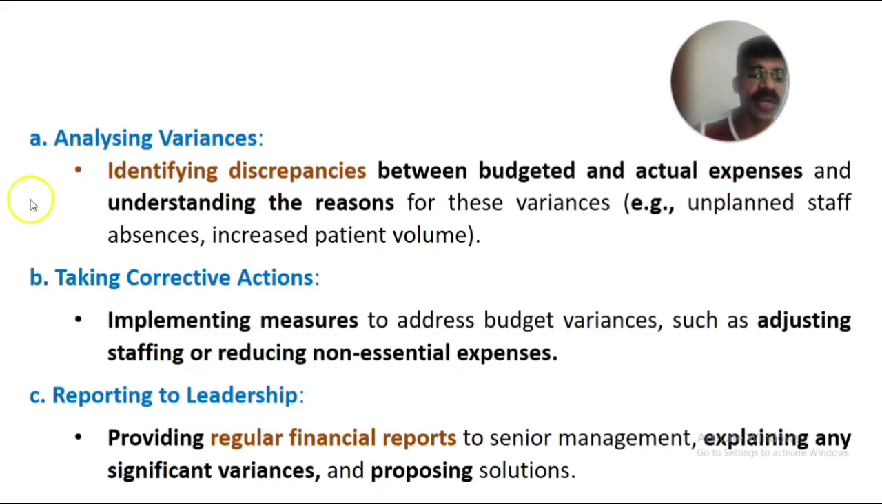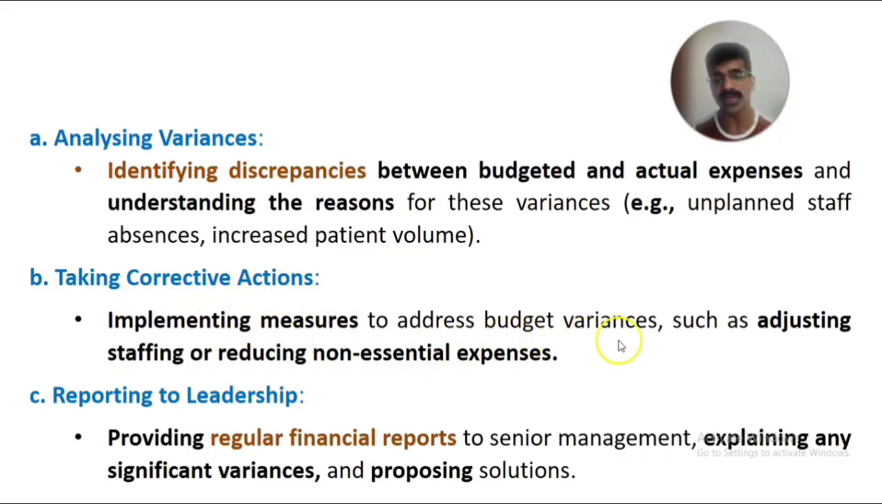That has to be identified. So identify the discrepancies between the proposed budget and the actual expenses that took place or are taking place, and understand the reason why it is happening. For these variances, we take measures. Taking corrective measures to balance the budget is the second responsibility, taking corrective actions.